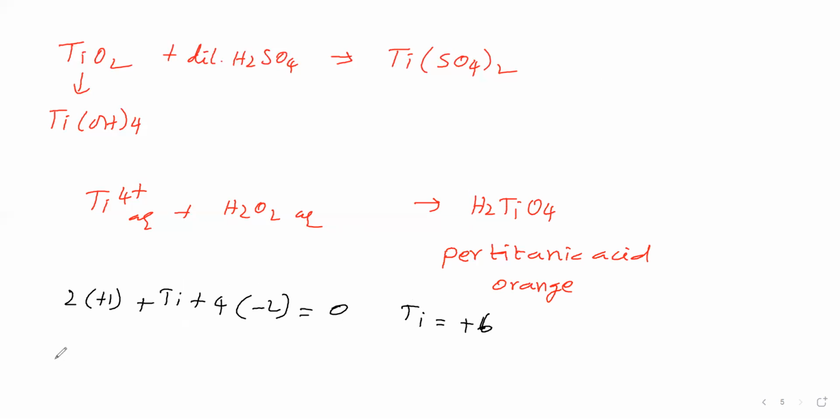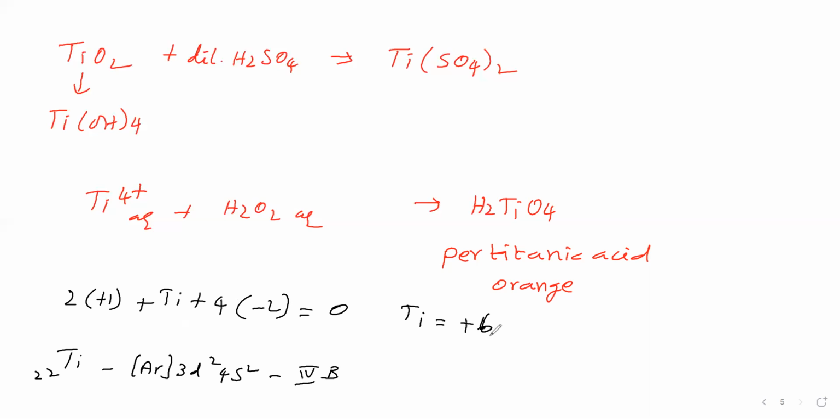Is it correct or wrong? Let us check. Titanium atomic number is 22, so the electronic configuration is argon 3d2 4s2. The valence shell has 4 electrons, so it can show a maximum of plus 4 oxidation state, and its group number is 4B. But it comes out higher here because we considered all the oxygens as oxide. That is wrong. That indicates that some of the oxygens are peroxide.